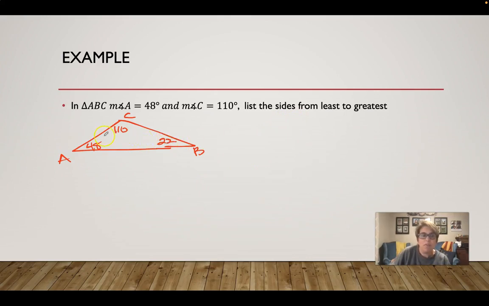Find your smallest angle, and the side across from it is your smallest side. So it goes AC. Middle angle is A, which is 48. So the side across from it is BC. Largest angle is 110. Side across from it is AB. So the order is AC, BC, AB. That's it. No real math. Just being able to look at the picture.